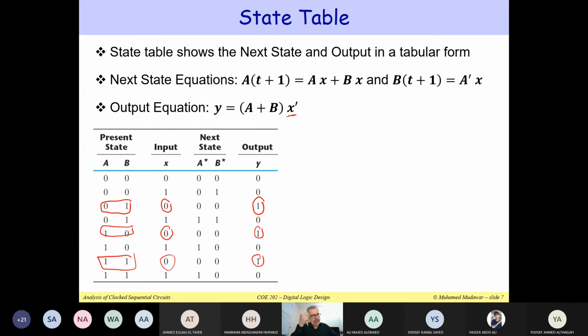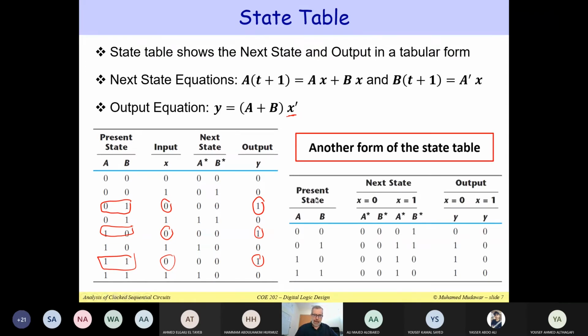So we have 8 entries in total because we have the present state, you have 2 state variables, and you have the input X. So for this reason, we have 8 possible combinations, and we have 8 entries inside the state table. Now, the same state table, we can draw it differently. This is another form of the state table. Now, this will be useful.